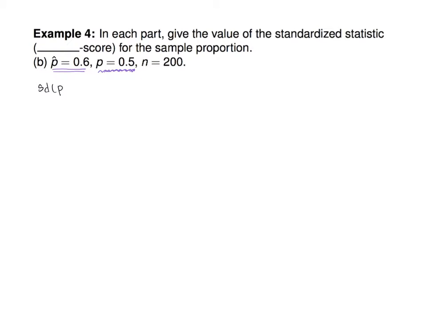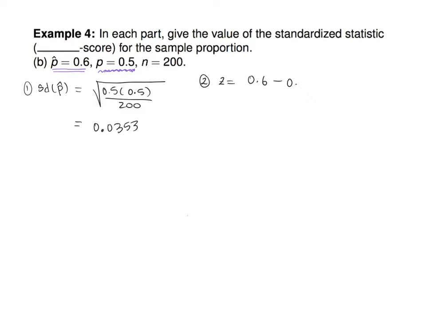Okay, so first let's find the standard deviation of p hat. So I think that will not change. No, it will change. 0.5 times 0.5 over 200 this time, so that is going to be different. That's approximately 0.0353. And then the Z-score is 0.6 minus 0.5 over this 0.0353, which is about 2.828. So in that case, you're almost 3 standard deviations above the mean if you observe a p hat of 0.6.